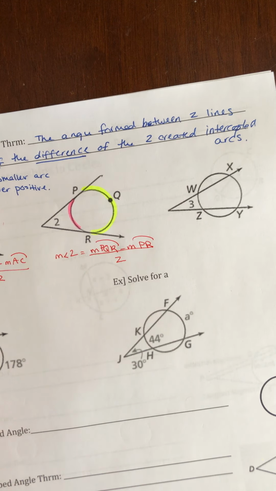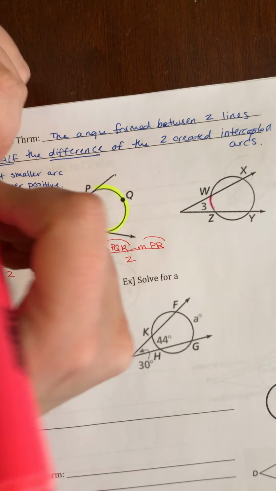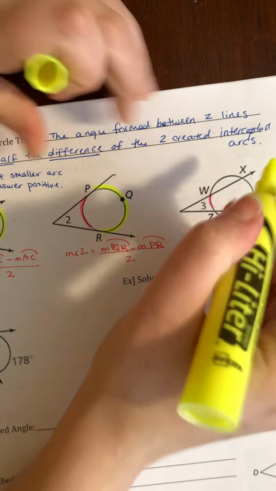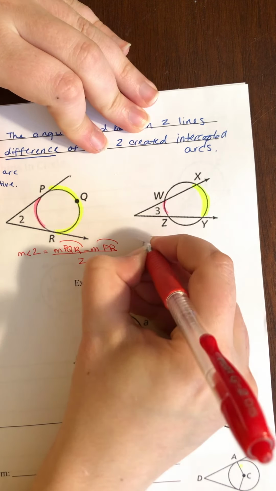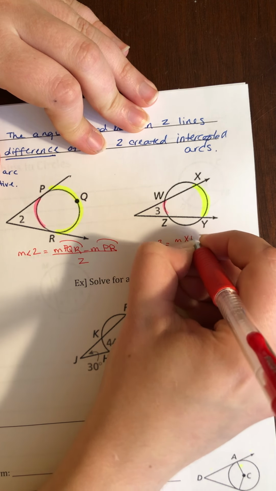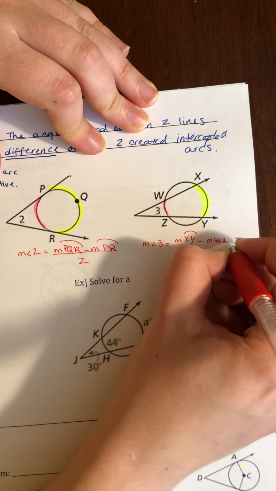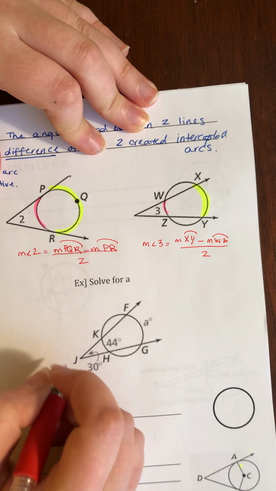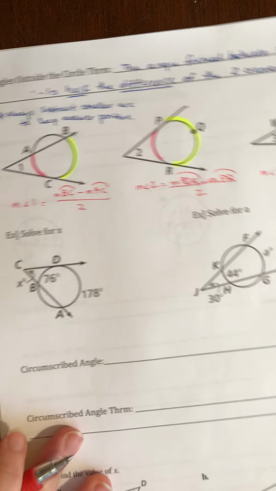And then finally, you could have 2 that intersect there. So here's our little one. Here's our bigger one. So in this case, the measure of angle 3 is half XY minus WZ. So half of that difference. So let's use those and try to apply that idea.